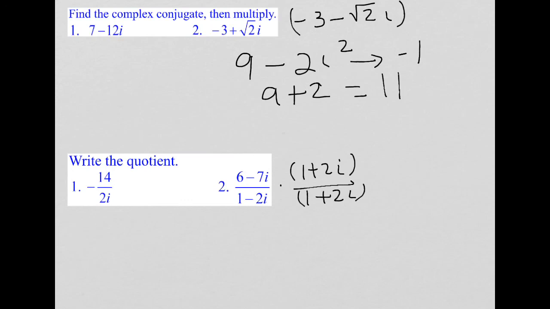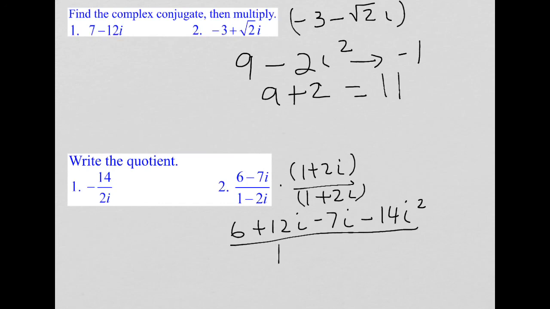On the top, I have to FOIL, so that's going to be 6 plus 12i minus 7i minus 14i squared, over 1 minus 4i squared.